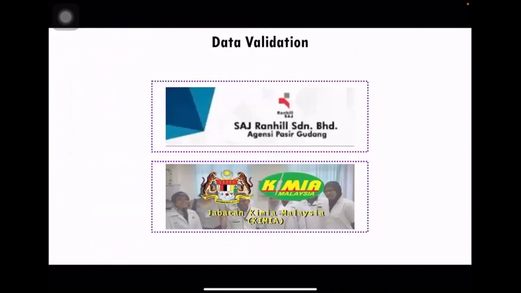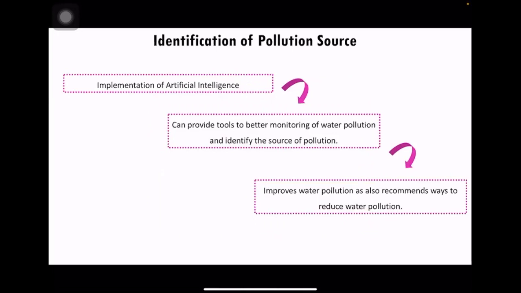And then after identifying all the contaminants, it is very important for us to validate the data that we have obtained. In order to validate the data, we can refer to Syarikat Air Johor, which is the water management company in Johor Bahru, and we can also refer to Jabatan Kimia Malaysia, Negeri Johor, for that purpose. So once we have identified the contaminants and validated the data, it is also important for us to identify where the pollution is coming from.